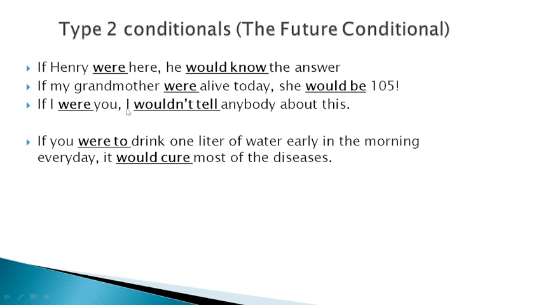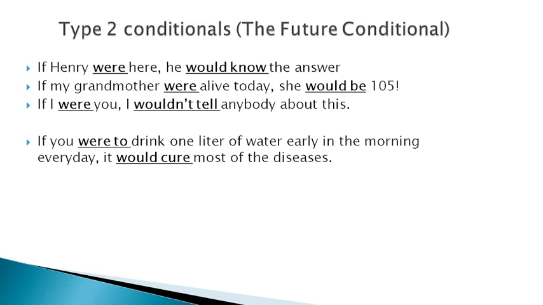In other words, we can use a similar, fixed expression in the condition clause. If I were in your shoes, I wouldn't tell anybody about this. We can use "if I were you" or "if I were in your shoes, I wouldn't tell anybody about this." Like that, you can use were and would plus the base form of the verb. Apart from these, where else can we use were? This is one of the beautiful expressions in conditional clauses in English.